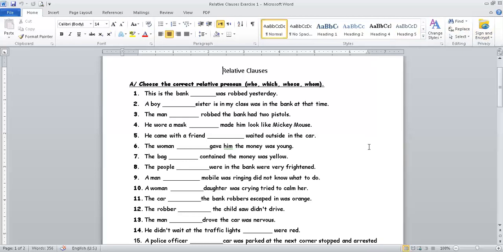Number 1, this is the bank ___ was robbed yesterday. If you ask what was robbed yesterday, the answer is the bank. So the bank is the subject in this sentence. And to define the bank, be careful of the word before the blank space. To define the bank, we choose the relative pronoun which. So let me write which here.